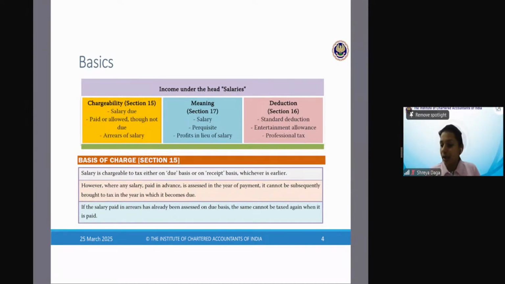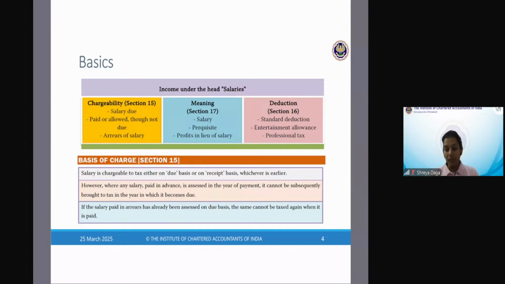Okay. So this slide was about basics. Here we spoke about how income under the head salaries is chargeable on due or receipt basis, whichever is earlier. And once it is taxed in one year, it will not be taxed again in the second year when the second event happens. Okay, we did that.